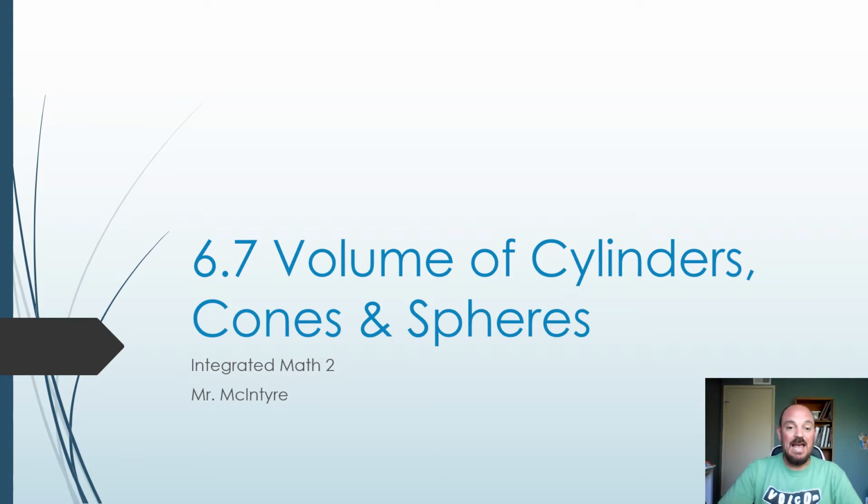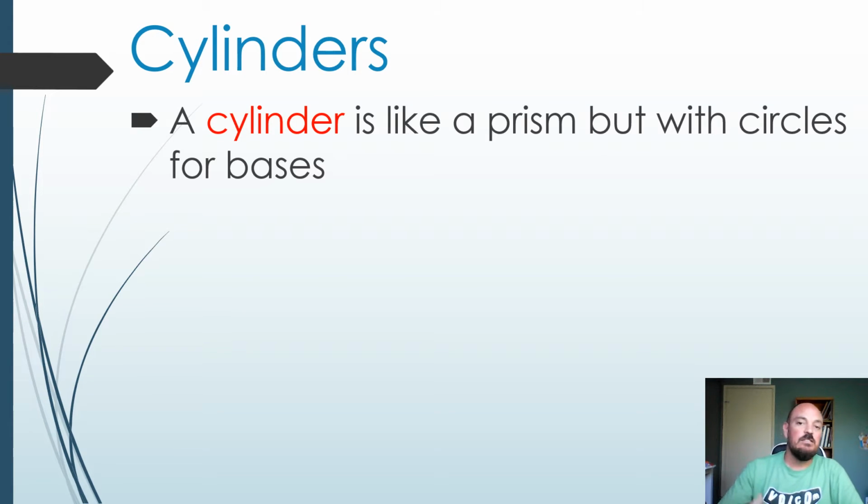All right, so for our last day of Module 6, we're going to finish up our talk about volume, and we're going to talk about three more shapes: a cylinder, a cone, and a sphere. Now, we already learned a cylinder earlier this year. We said a cylinder is like a prism, but with a circle for its bases instead of a polygon, instead of a square or a triangle or any other polygon.